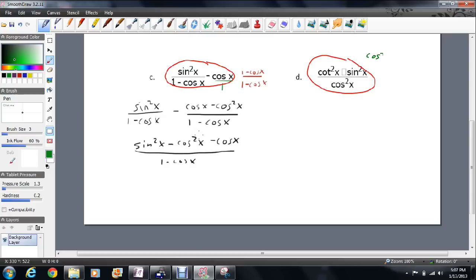Right here, you might notice that this looks pretty similar to one of the Pythagorean identities. That's just equal to 1. Minus the cosine of x over 1 minus cosine of x. So we have something being divided by itself, and we all know that that's equal to 1, so it checks.